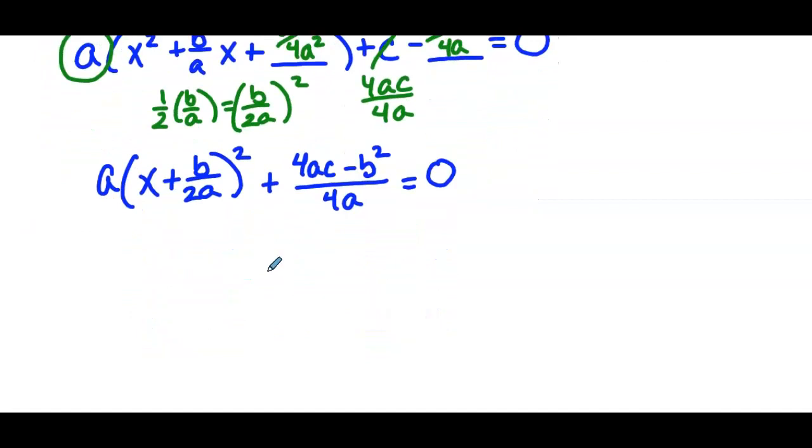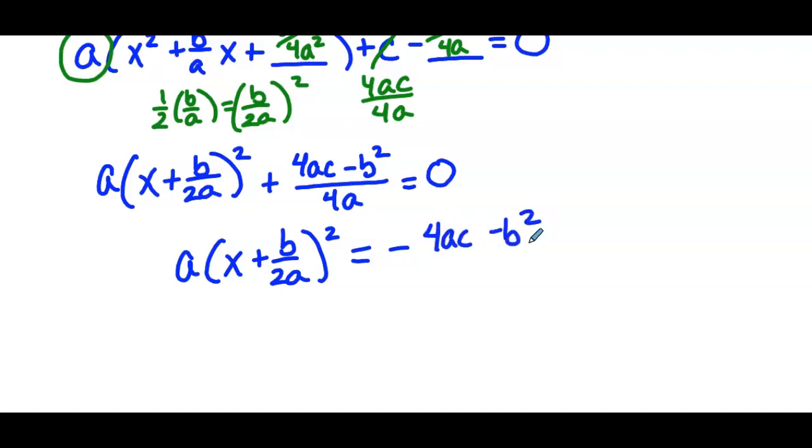Now you might be looking at it at this point going, that looks really complicated. And it does at this point. But things are going to start to happen pretty quickly and clean up really nicely. As long as you're just watching along and you understand each step that I did, that's really the important part. Okay, so we're going to subtract this to the other side. So we have a times x plus b over 2a squared equals the negation of 4ac minus b squared over 4a.